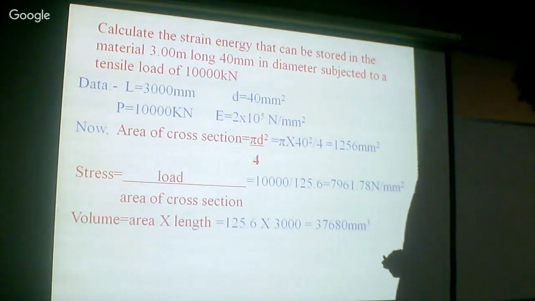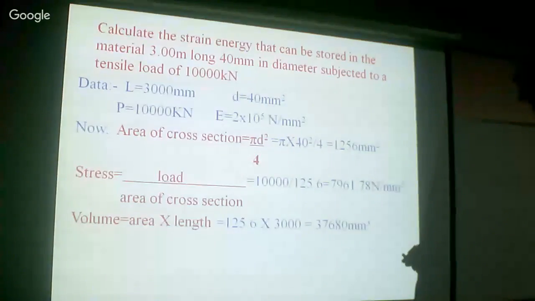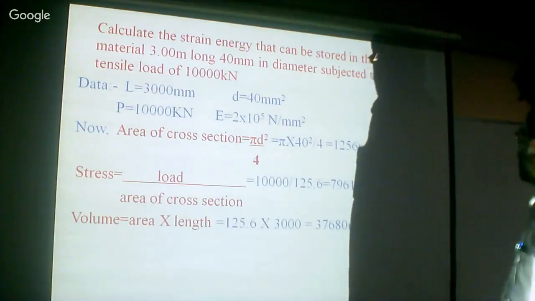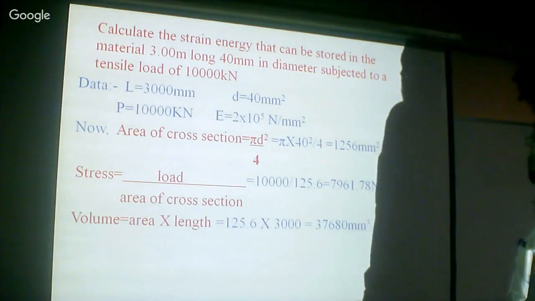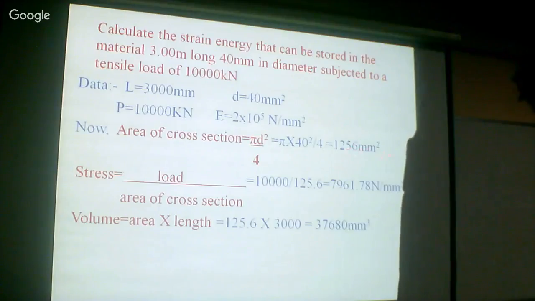Now we will take one more problem: calculate the strain energy that can be stored in the material 3 meter long, 40 mm in diameter, subjected to a tensile load of 10,000 kilonewtons. Length of the bar is given. Now write down all the data given and also calculate the cross sectional area of the material. That is pi by 4 into 40 square, that is pi d square by 4, we get 1256 millimeter square.